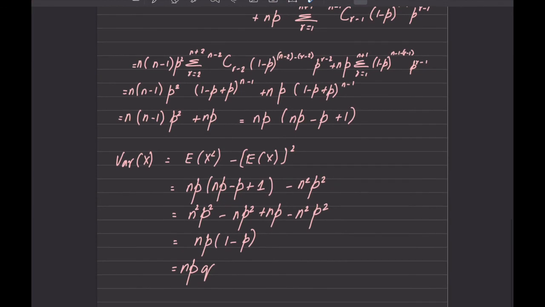To find out the variance, I'm going to use the formula: expectation of x squared minus expectation of x whole squared. Expectation of x squared is something that we've just found out, and we found the expectation of x earlier on as np. So the square of the expectation of x would be (np) whole squared, that's n squared p squared. When I open and simplify, the n squared p squared term cancels out, and if I take np common, it becomes np times (1 minus p). 1 minus p is equal to q, and hence the variance of a binomial distribution is npq.